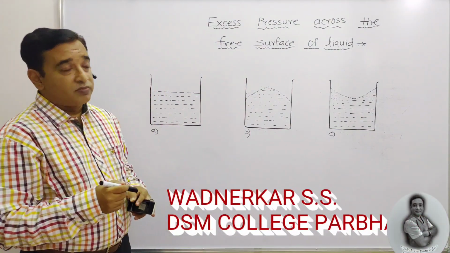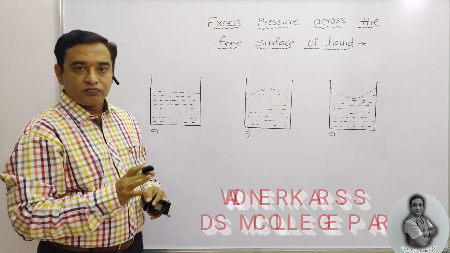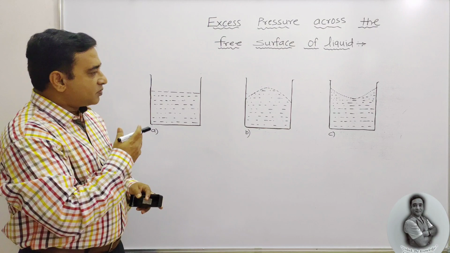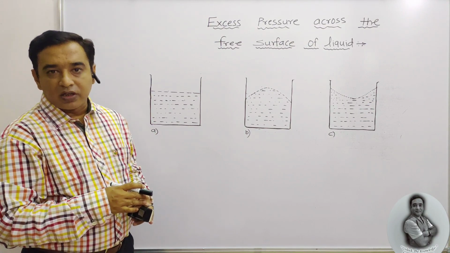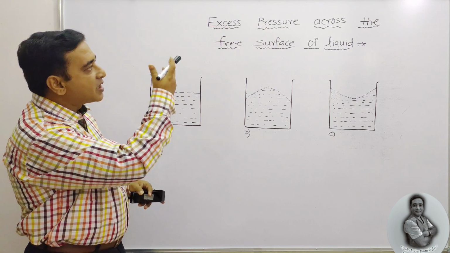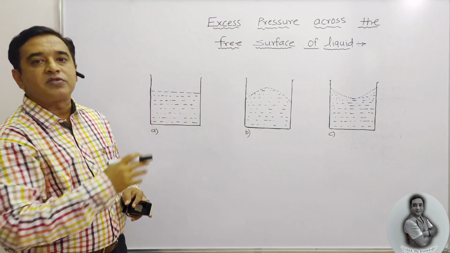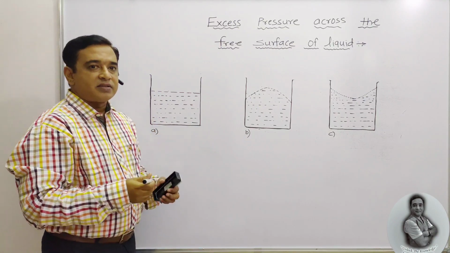In this session we are going to know about the excess pressure across the free surface of the liquid. Here three diagrams are drawn indicating three different surfaces of the liquid, and we need to calculate the excess pressure across the free surface of the liquid. Here the three surfaces are as follows.